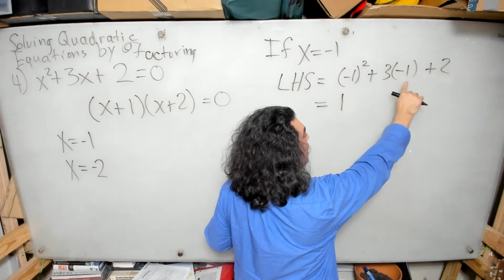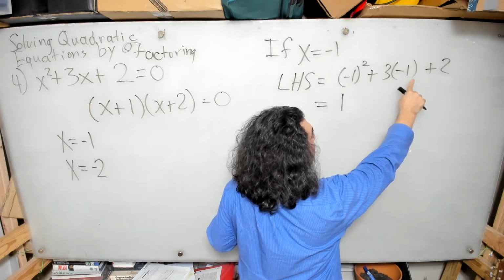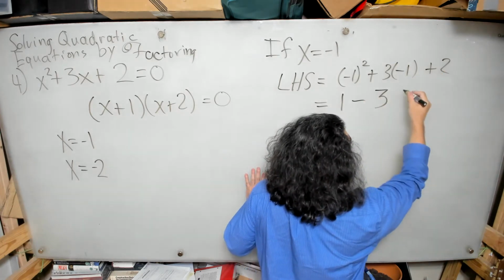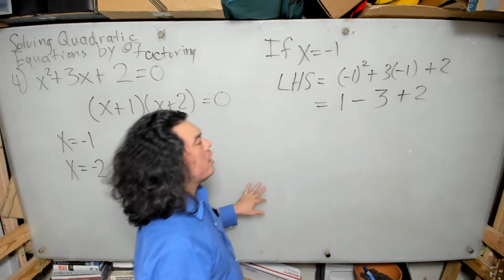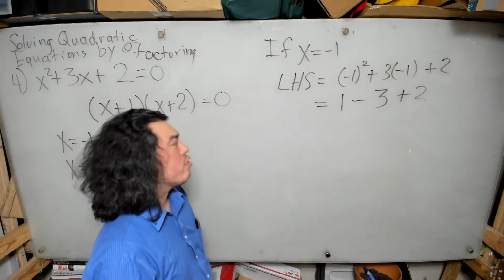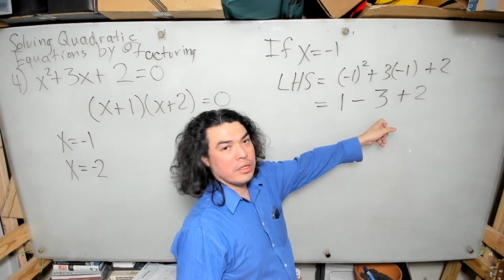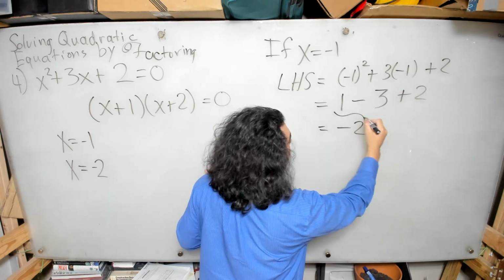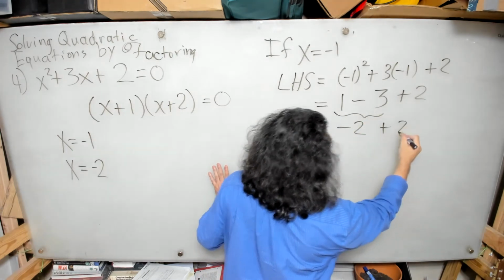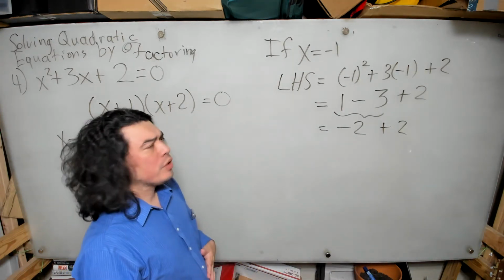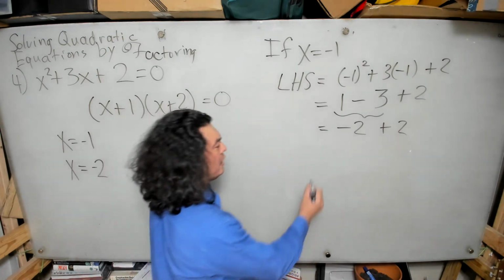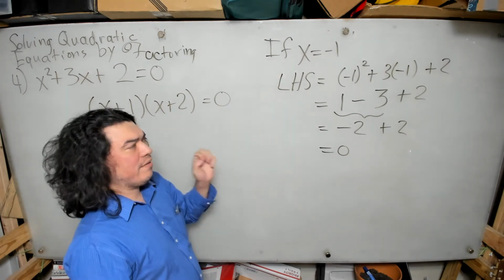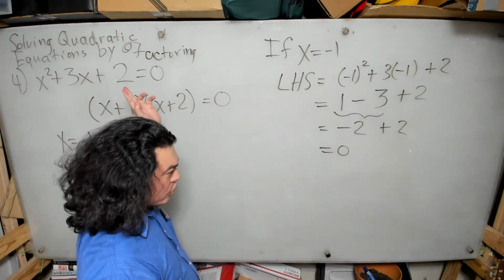Plus 3 times negative 1. What is 3 times negative 1? It's negative 3. Plus negative 3 means minus 3. And then I bring down my plus 2. Okay? Then I am faced with the following scenario. What is 1 minus 3? That's negative 2. Okay? So it'll be negative 2. That's from this piece here. And then I bring down the plus 2. And then from here, you can see if I have negative 2 plus 2, that's exactly 0. Okay? So we know for a fact now that x equals negative 1 is in fact a solution of this equation because it makes this equation true.